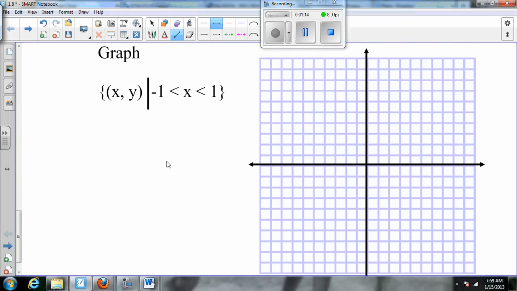We now have a compound inequality in the xy plane where x is greater than -1 but less than 1. So we put points at where x is -1 and 1. It's not equal to, so they're dashed lines and shaded in between.